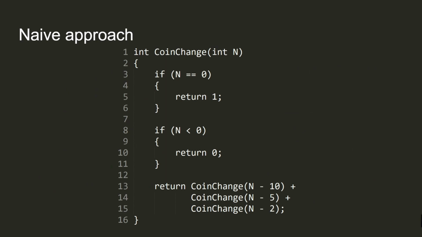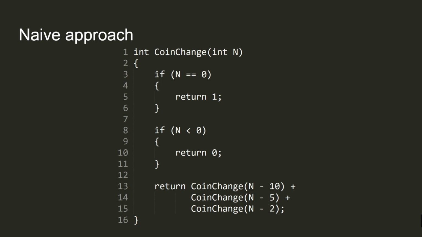So the easiest way to solve this problem is to use recursion. Let's create a method called coinChange that takes an amount n as input and returns the possible ways to make a change as an integer. The method is going to return a sum of self calls, but on each call we need to remove from n 10, 5 and 2.